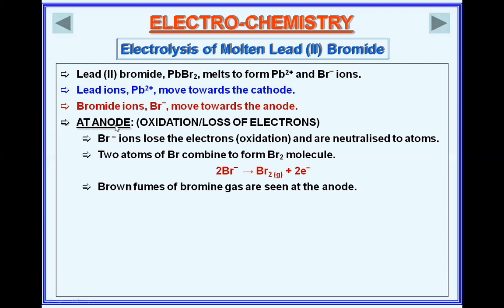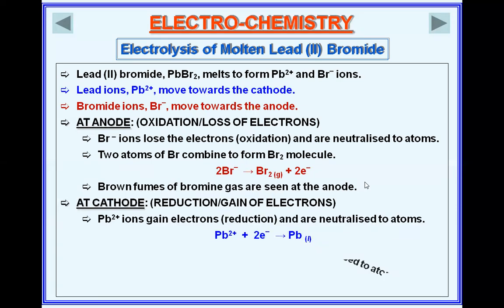So it is called oxidation at the anode. Not loss, but gain of oxygen, because when oxygen is added, there is loss of electron or increase in oxidation number during this reaction. Brown fumes of bromine gas are seen at the anode. If chlorine gas is produced, greenish yellow fumes of chlorine gas will be seen. Similarly, if iodide ion is there, iodine vapors of purple color can be obtained.